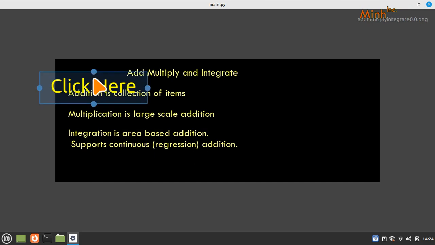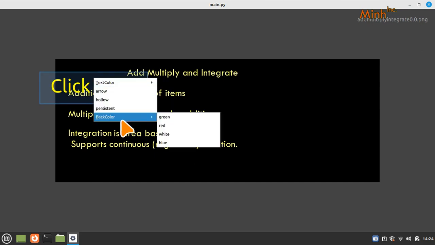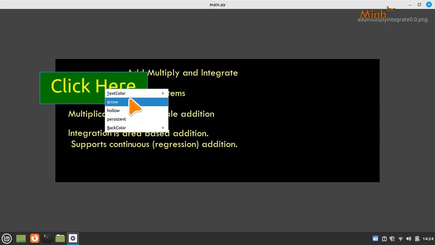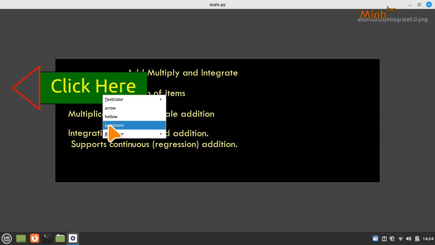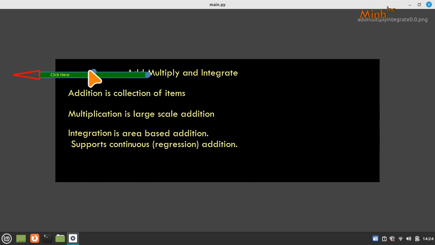Okay, so integration is a simple concept, but if understandability is not good, then it can make life hell, because as it progresses, things will become complex unnecessarily. So what we have seen, addition is a collection of items. We collect items in each unit of time. Multiplication is large scale addition, and integration is area based addition. So this is a kind of continuous addition, that is also what it is called.